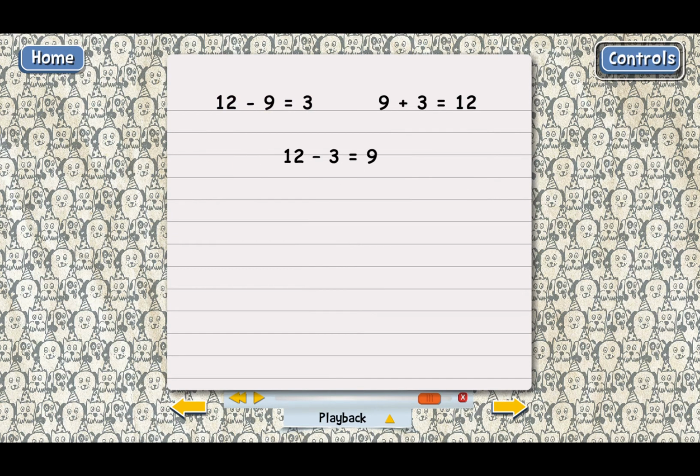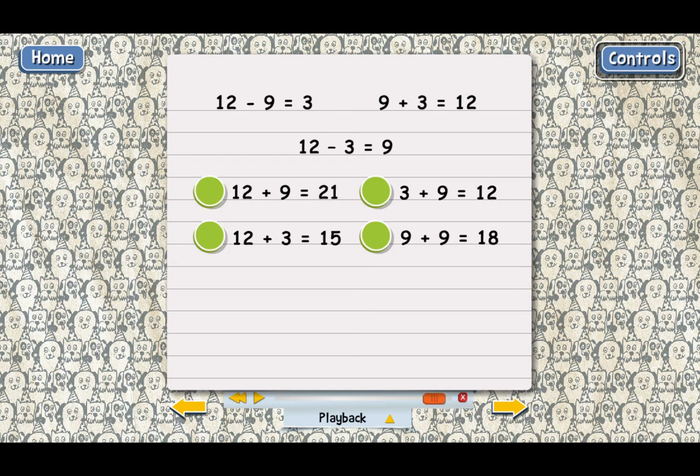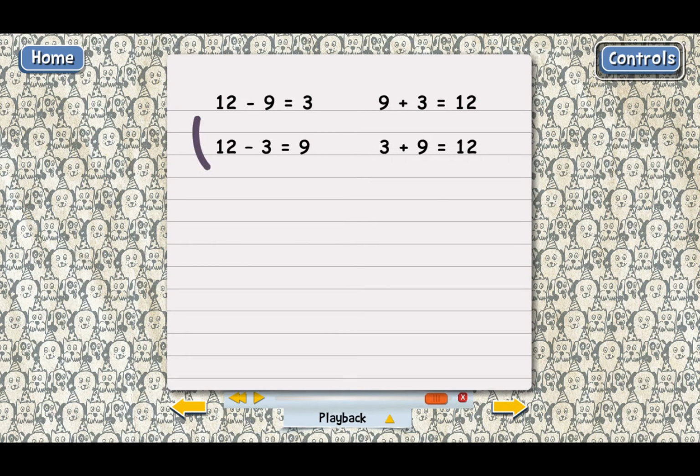Exactly. There's one more problem that goes with this family of facts. It's an addition. See if you can pick it out. Perfect. Here are all four of the problems in this family of facts.